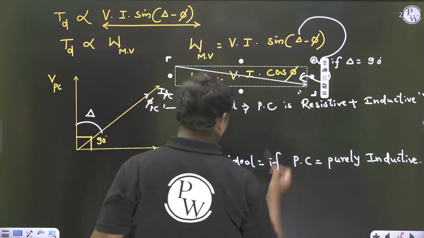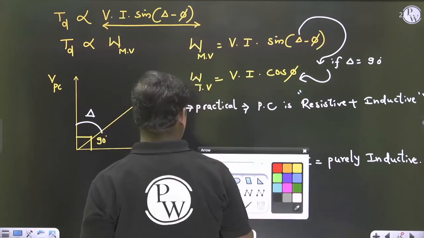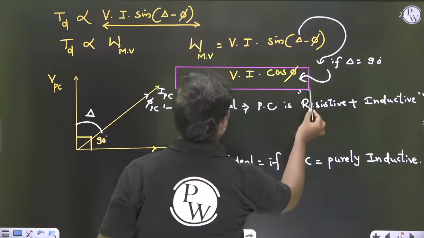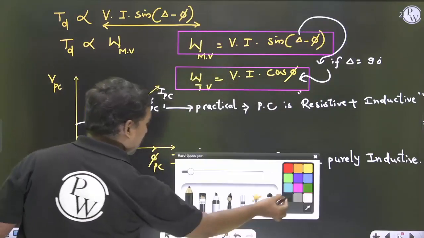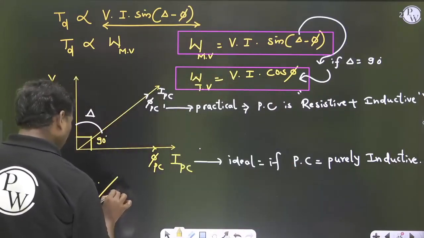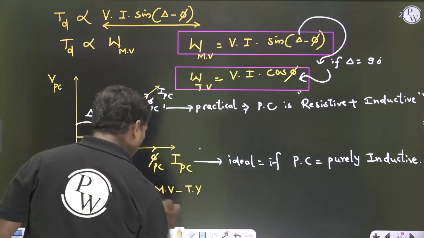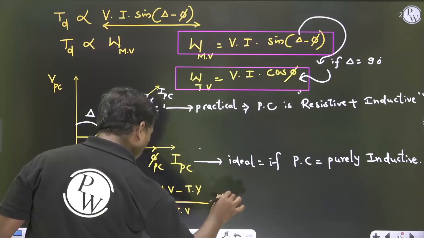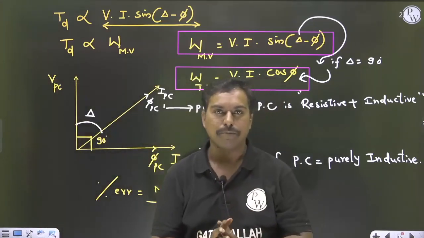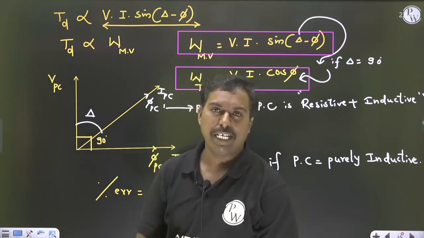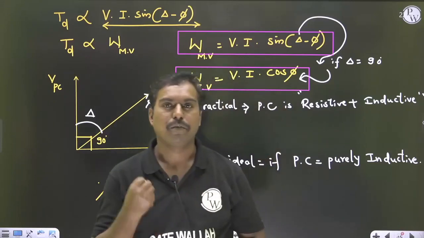Try to understand this particular point. I can take this as a percentage, so you can expect a percentage error. Percentage error means measured value minus true value, divided by true value, times 100. Understood? So these are the points of the complete working. What I have discussed is the complete working of the energy meter.